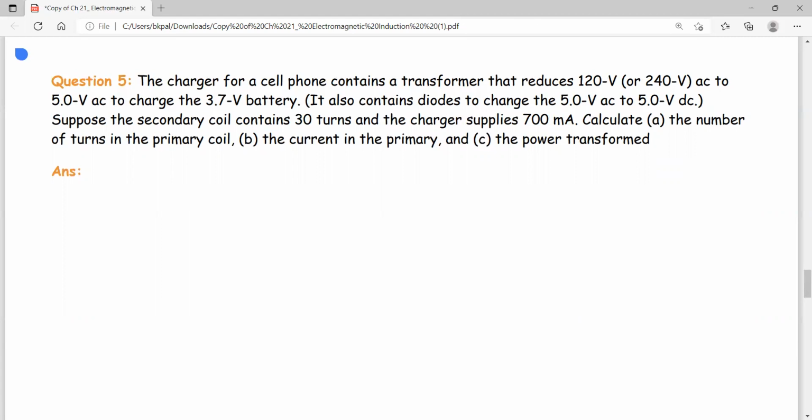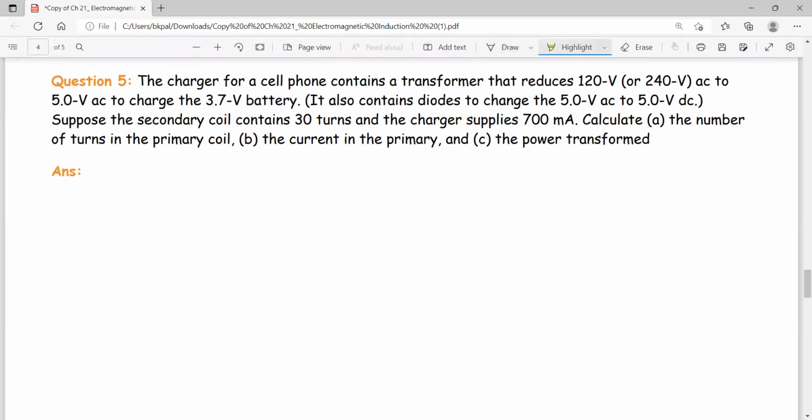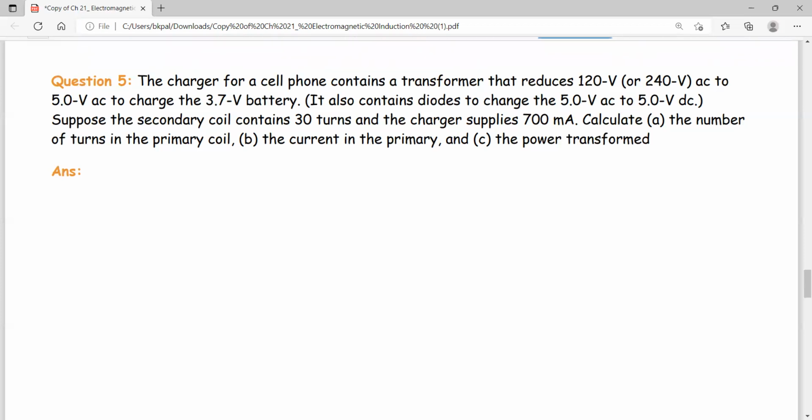Okay, suppose the secondary coil contains 30 turns and the charger supplies 700 milliamp. Calculate the number of turns. So what we are given is the primary voltage and the secondary voltage.